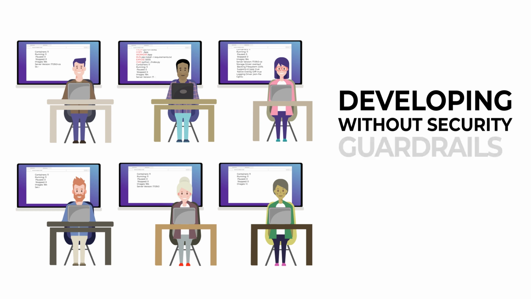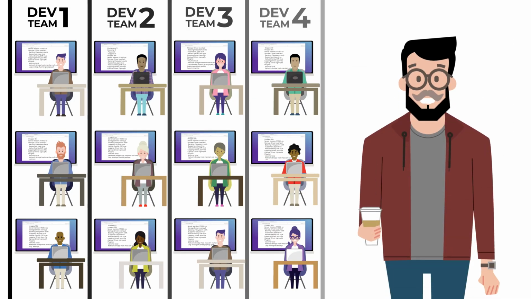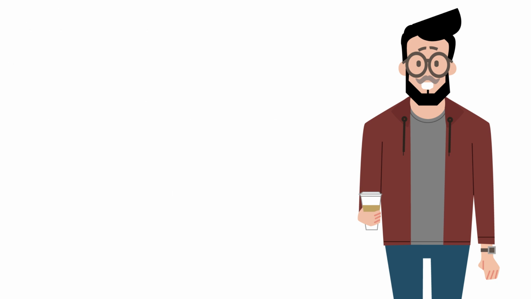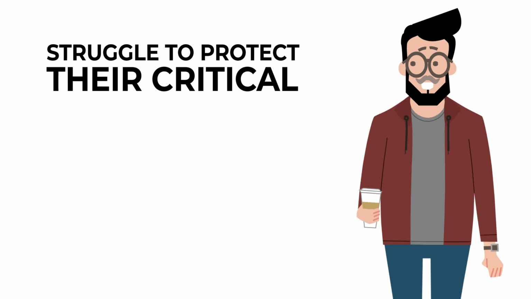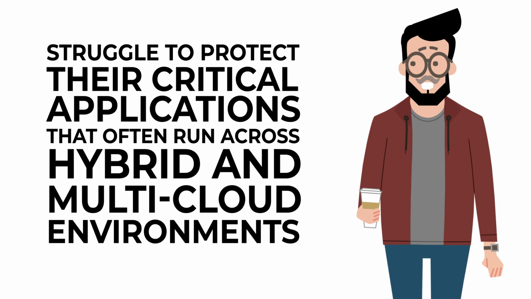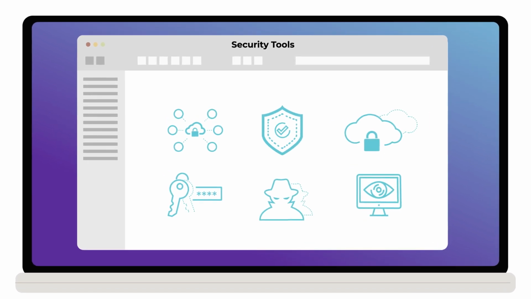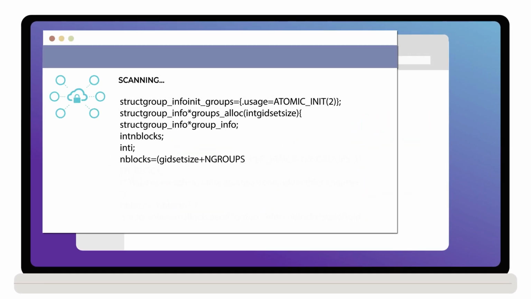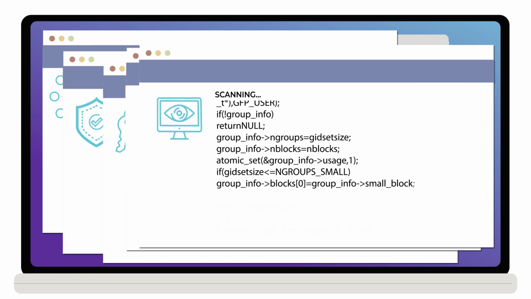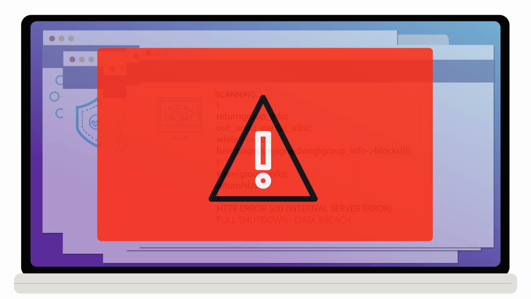Developing without security guardrails across multiple siloed services leads to overworked security teams who struggle to protect their critical applications that often run across hybrid and multi-cloud environments. To make matters worse, many security teams rely on multiple legacy point solutions that don't work together nor correlate data, leading to security blind spots that can prove catastrophic.